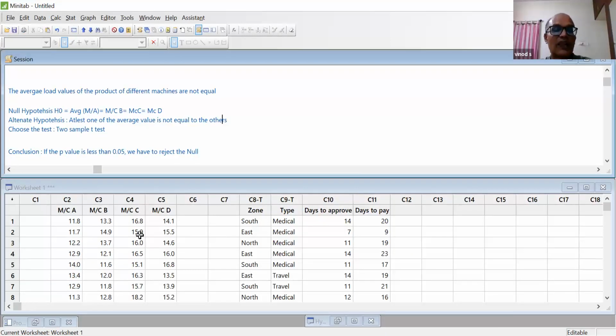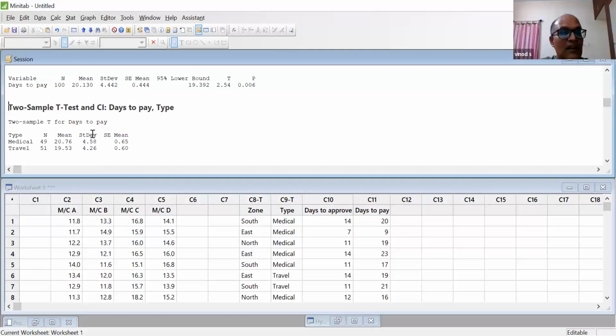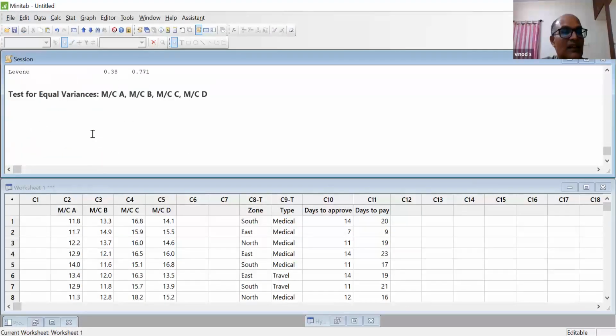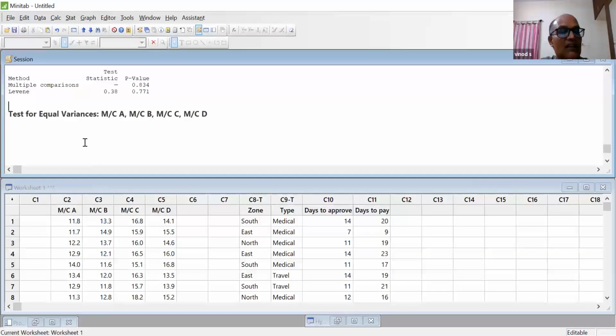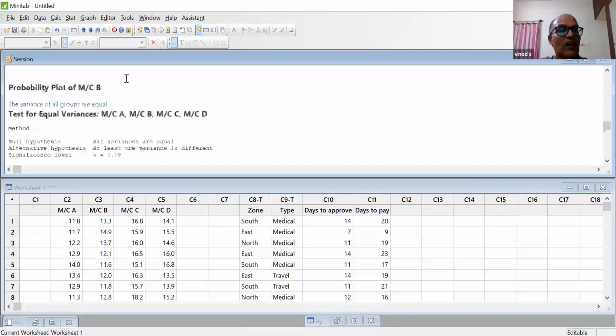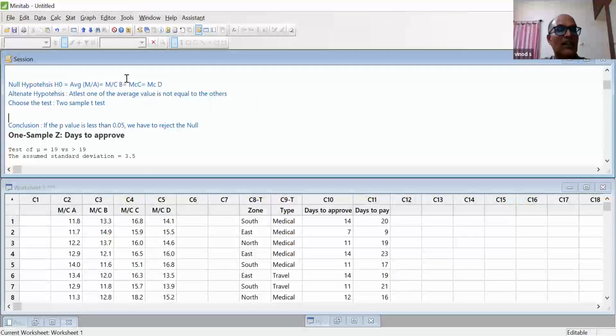So it has qualified all the requirements. What is the first requirement? Normality test. What is the second requirement? Test of equal variance. That word is called test of equal variance. I have written it here. So we have to check for normality as well as test of equal variance.